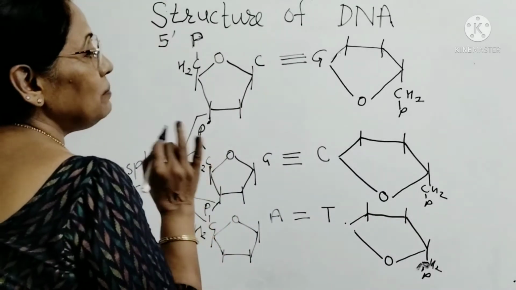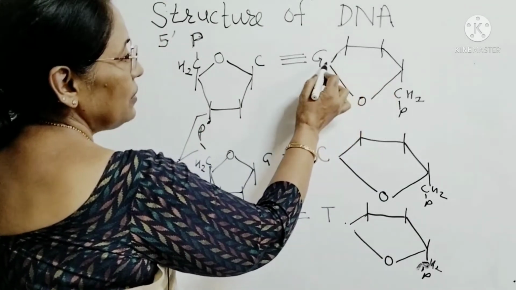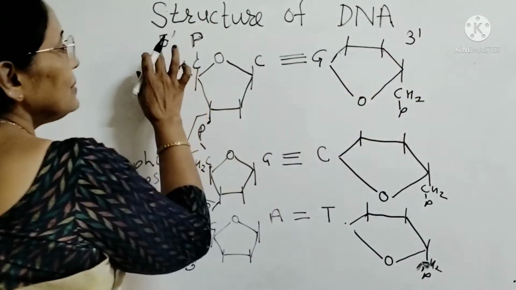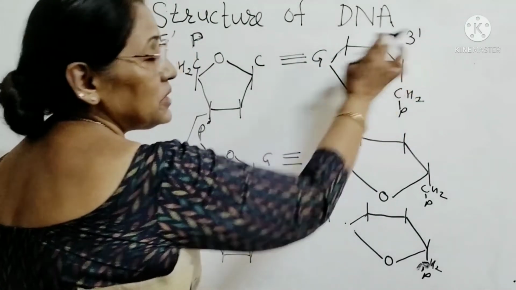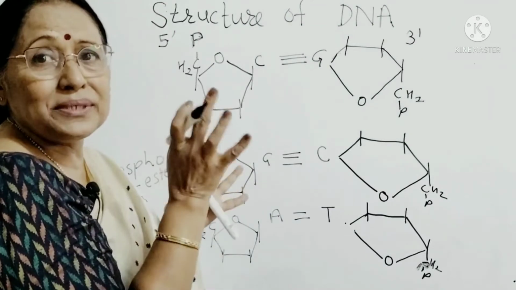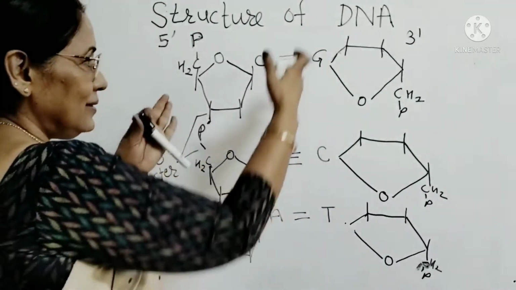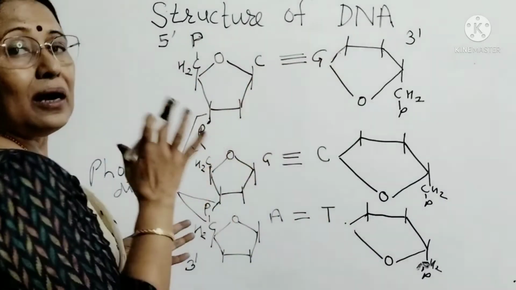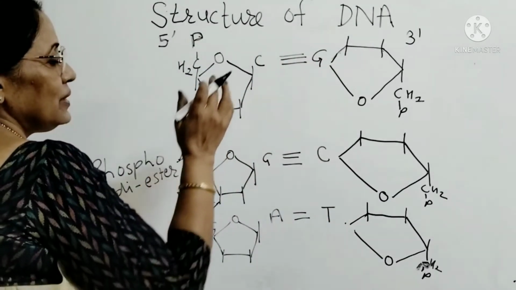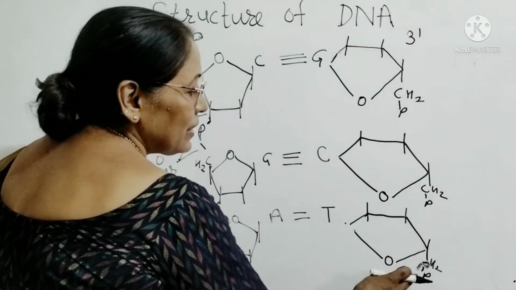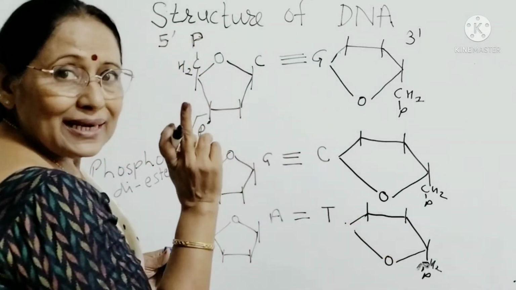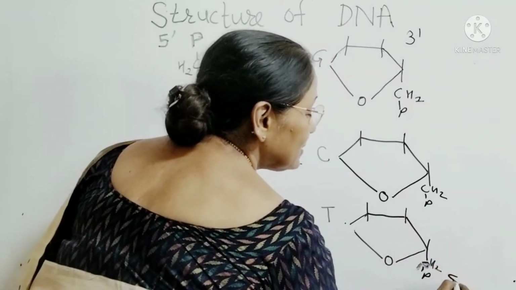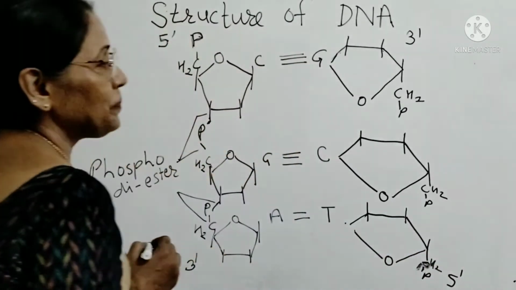Now this is the 3 prime end, 1, 2, 3. So we write here 3 prime. This is 5 prime, this is 3 prime. The 2 strands are anti-parallel. They are parallel but their polarity is in opposite directions, so they are anti-parallel. This is the phosphate which is attached to the C5. This is its 5 end. This is called 5 prime.